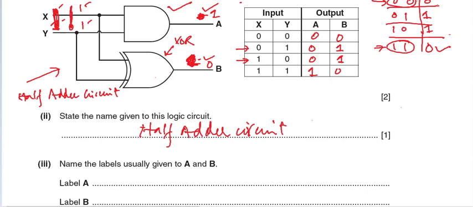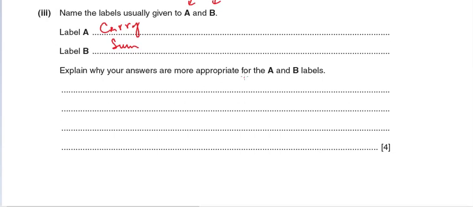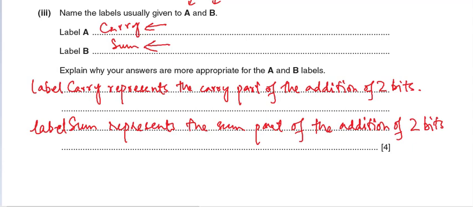Now he's asking us to name the labels that we can give to A and B. Well, instead of A, we can say that this output is the carry, and this output B we can call the sum. Okay, and now he's saying explain why your answers are appropriate for these labels. The label carry represents the carry part of the addition of 2 bits, and we've used the label sum because that represents the sum part of the addition of 2 bits.